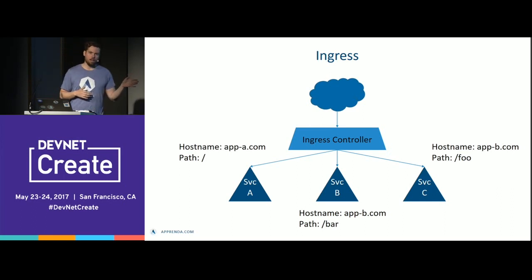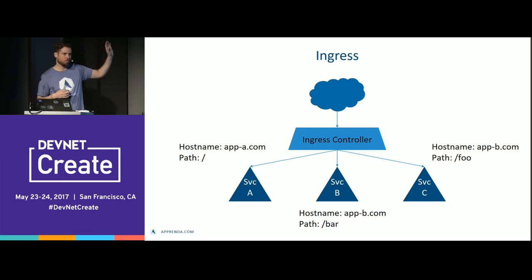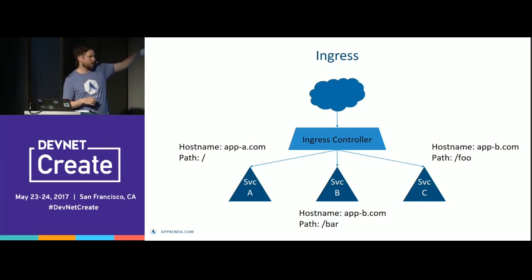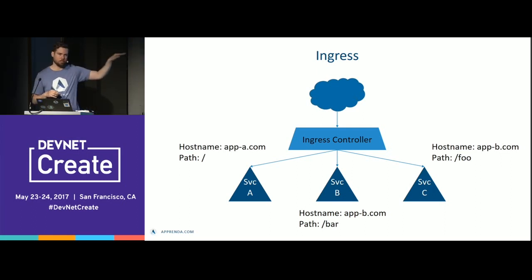Ingress. So the concept of services is sort of a lower layer networking concept in Kubernetes. For HTTP traffic, there's the concept of ingress. This is actually how you're routing internet traffic to each one of your services, your microservices in Kubernetes.